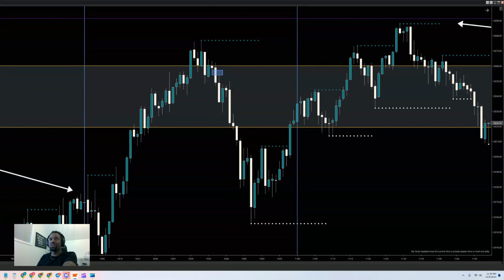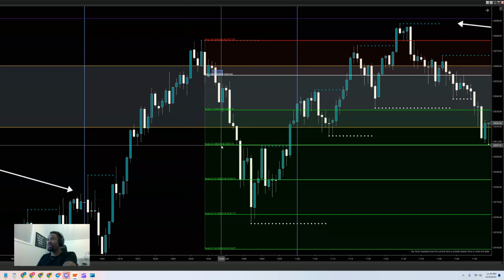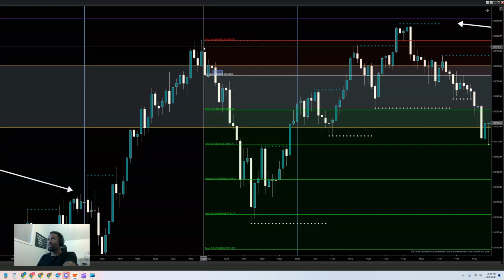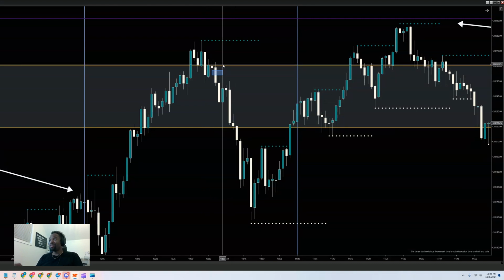Obviously, this one is one of the ones that left without you, but it looks like it would have been a nice trade. It would have hit your 2 to 1 right there, and you would have been out of the trade. But this one did not pull back to the entry. That's one of the unfortunate things for limit order traders: sometimes the trades just leave without us. It is what it is.